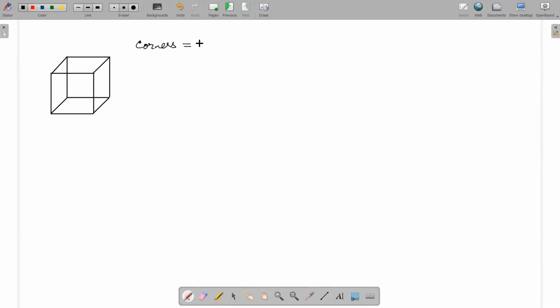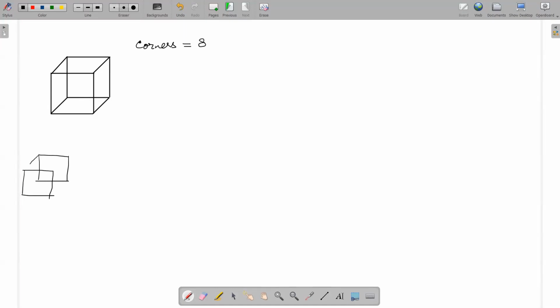Good. So corners are 8. The best way to count the corners is this. Just draw a cube. How will you draw a cube? You have to make a square. Now a square has how many corners? It has 4 corners. Now you make another square. This square has 4 corners. That means in total you now have 8 corners.